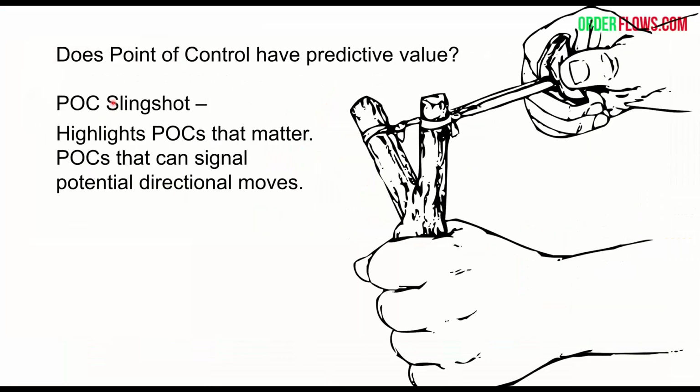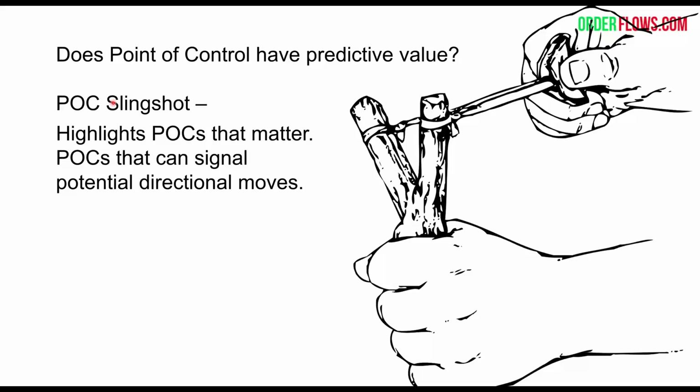Now, point of control, right? Point of control is something that's very useful to a trader, right? And it's the price level in the bar with the most volume. And people have asked me in the past, does it have predictive value? Well, I've done a lot of time on research of points of control, right? Because every bar has one, so there's got to be some use for it.